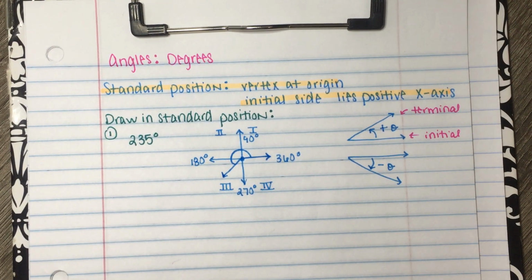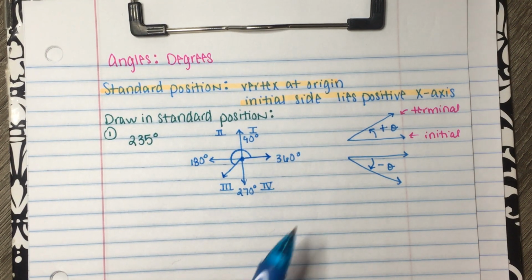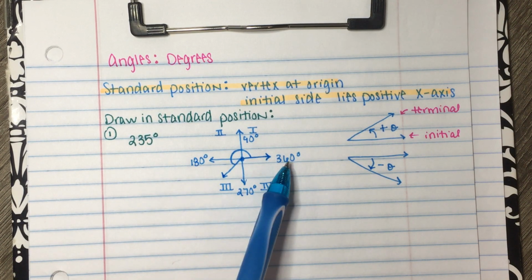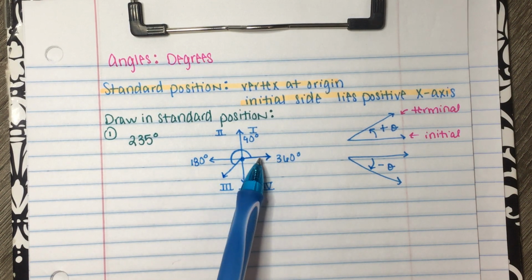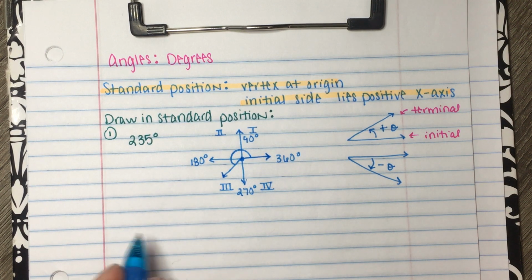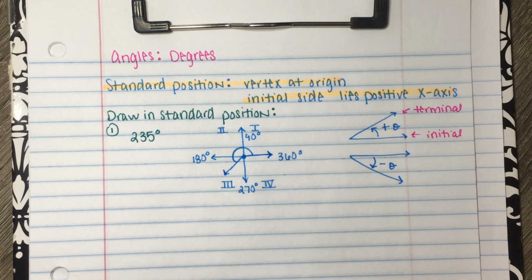Now, not all of the problems are going to be this detailed, but I do want to show you the 90, 180, 270, 360, the quadrants, and what I'm really looking for is initial and terminal side with that little rotation there. All right, so we just drew 235 in standard position.